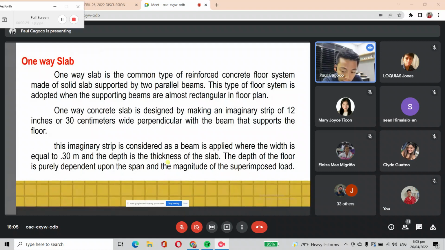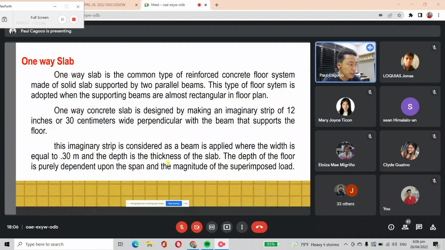So how do you consider it is rectangular in floor plan? You need to divide it by 2. If you divide it by 2, that is, if half of one side is the length of your other, longer side, that is already rectangular. If it's almost the same size on both sides, that is square already, right?